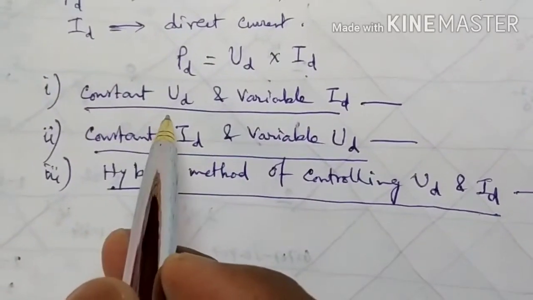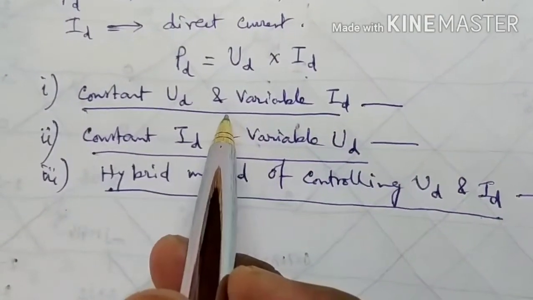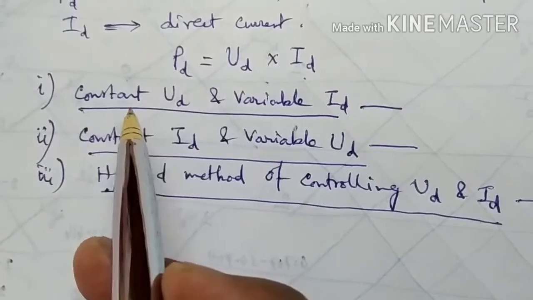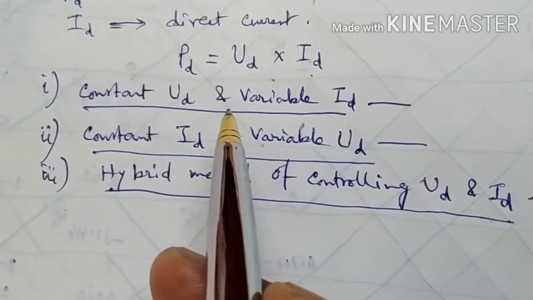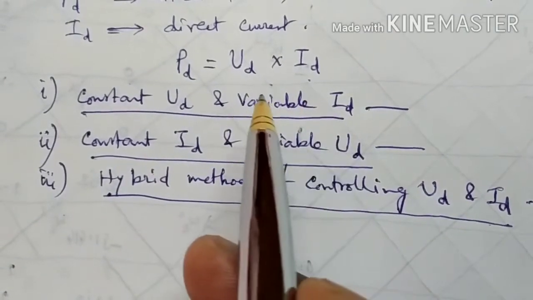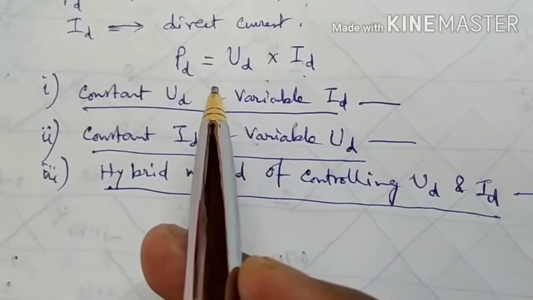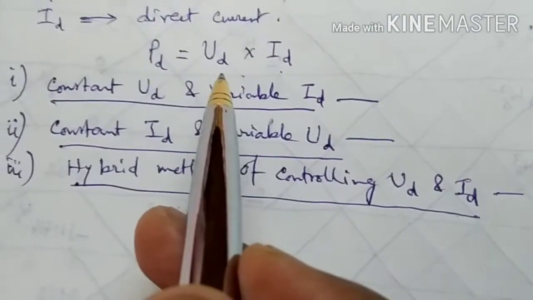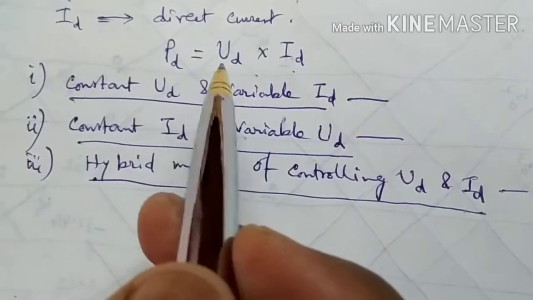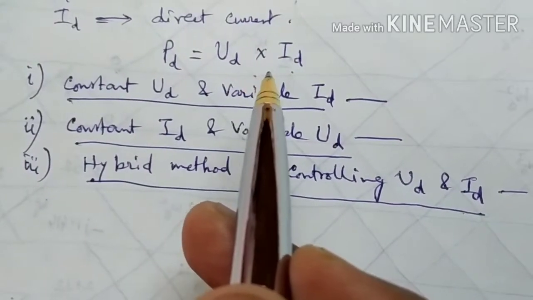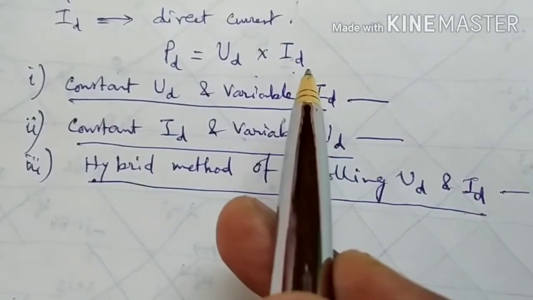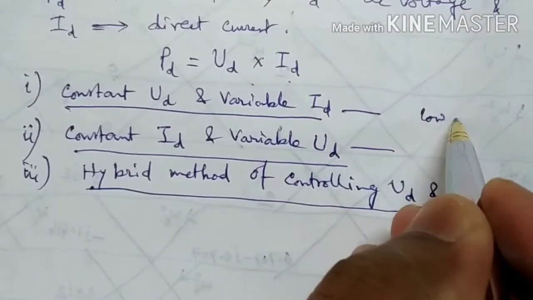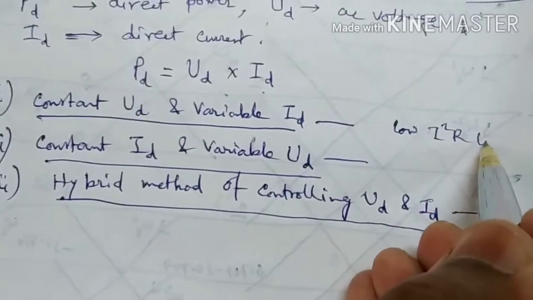So constant UD and variable ID, where UD means AC voltage and ID is direct current. This method has a disadvantage that during short circuit on DC lines, the short circuit current reaches a very high value. However, the advantages are low current for low power and very low I square R loss.